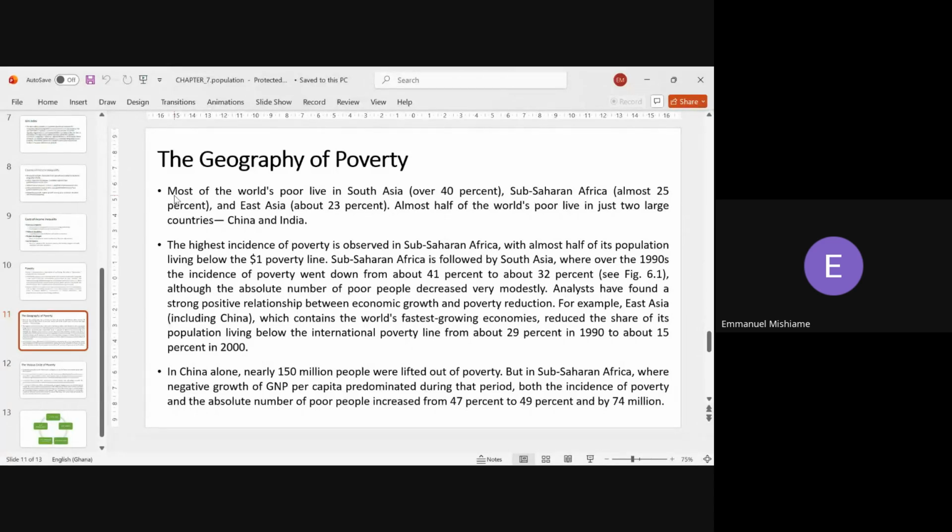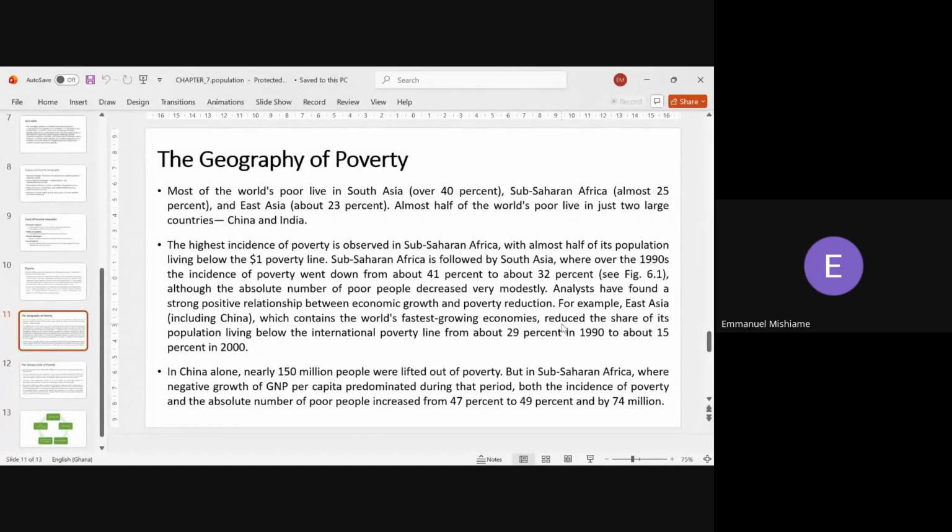So there's a geography of poverty as well. Most of the world's poor live in South Asia, over 40%. About 25% live in Sub-Saharan Africa, and then East Asia about 23%. Now, almost half of the world's poor live in just two large countries, China and India.